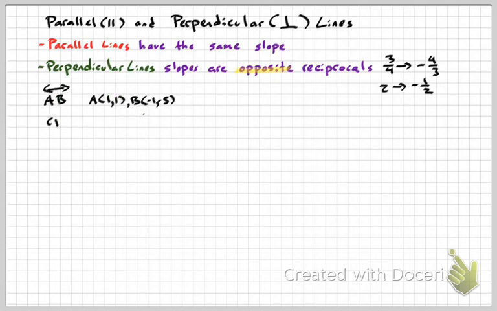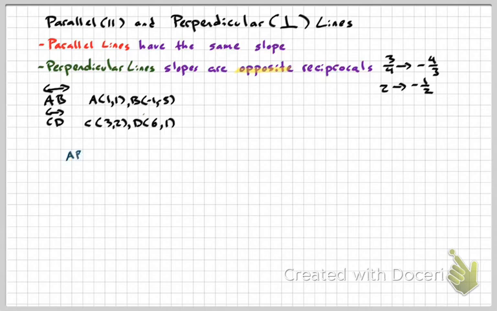So let's say I have two lines, line AB and line CD. We're trying to find whether or not they are parallel, perpendicular, or neither. So if they're parallel, the slopes will be the same. If they're perpendicular, the slopes will be opposite reciprocals. If they're neither of those, then their slopes are just different. Okay, so what we have to do here is find the slope of each line.